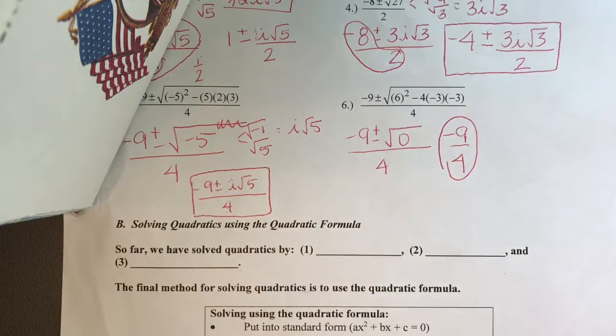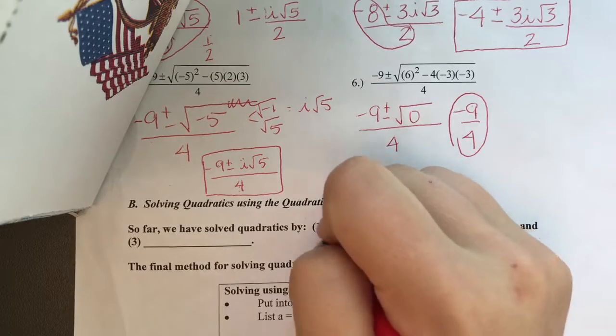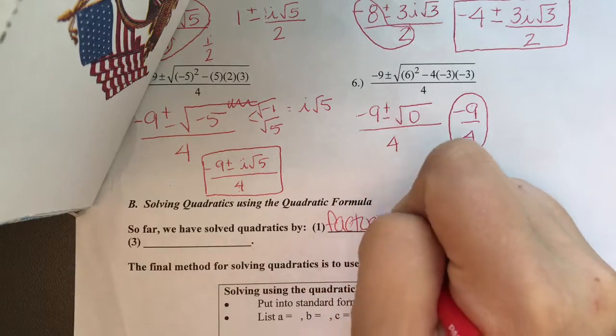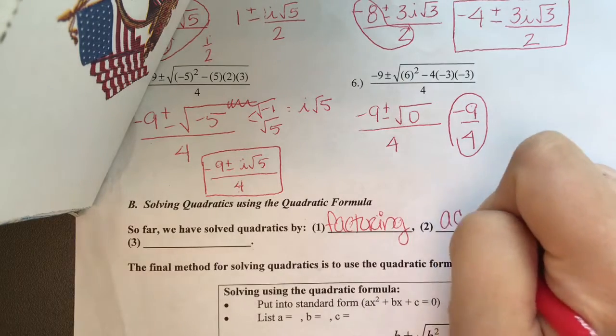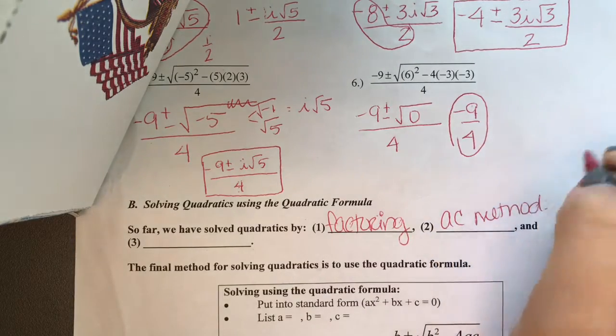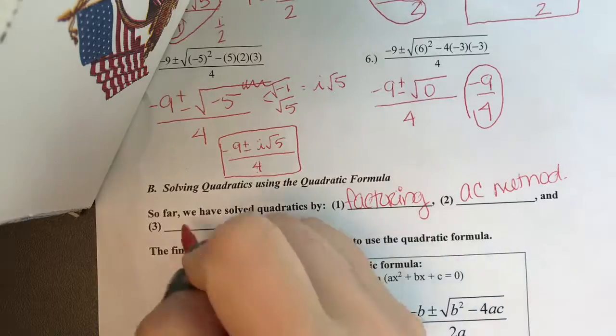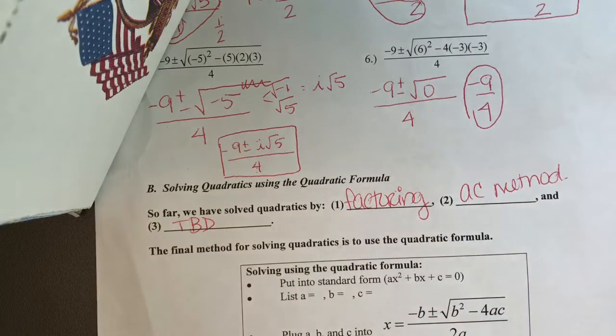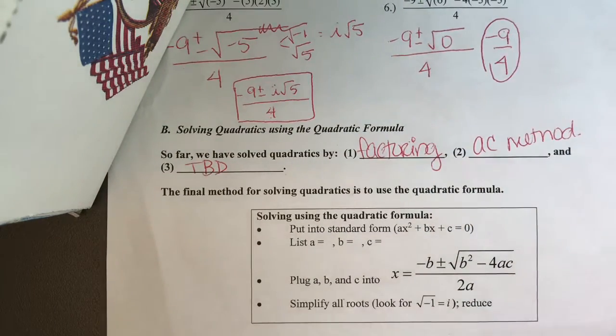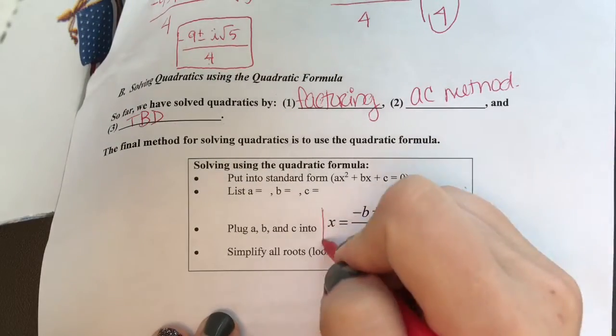So far, we've solved quadratics mostly by factoring. We've also used the AC method. And there's another one that we haven't talked about yet, so I'm just going to put here that it's to be determined. It's called completing the square. We haven't gotten to it yet. The last method we're going to look at is solving it by using this equation. It's the quadratic formula.